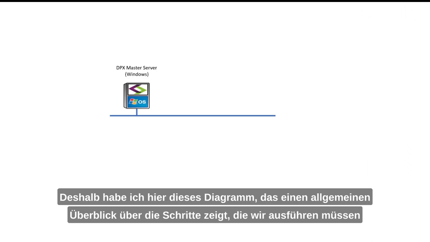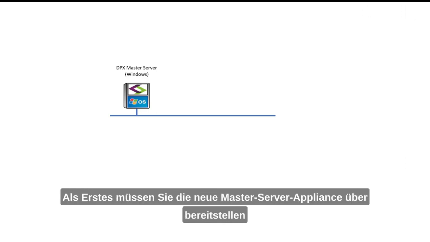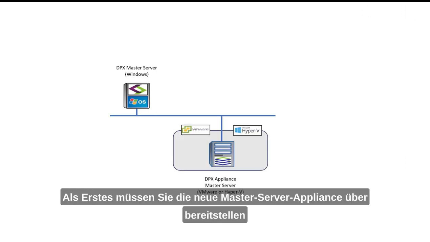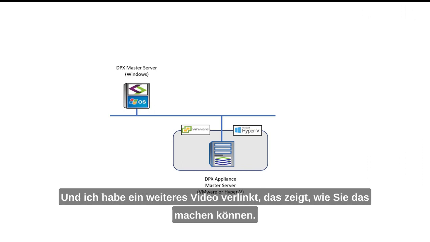So I have here this diagram showing a high-level overview of the steps that will need to be performed when migrating the master server. The first thing that you'll need to do is deploy the new master server appliance via the OVA or the Hyper-V install file download from our website. And I've linked another video demonstrating how you can go about doing that.